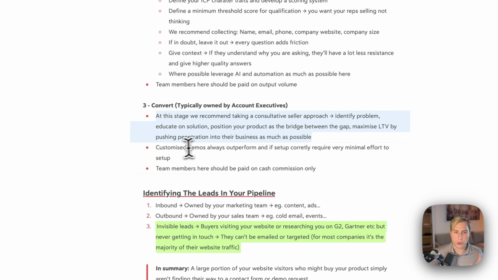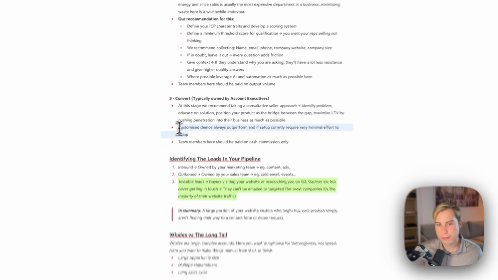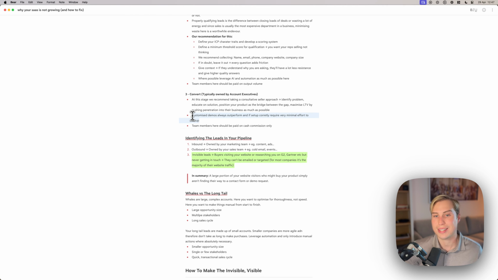Customized demos always outperform, and if set up correctly, require very minimal effort. The pushback I get on this is that it sounds like a lot of work customizing it, and it's not, because what you would do is create a deck, and then allow 10 to 15 minutes before each sales call to customize the deck.